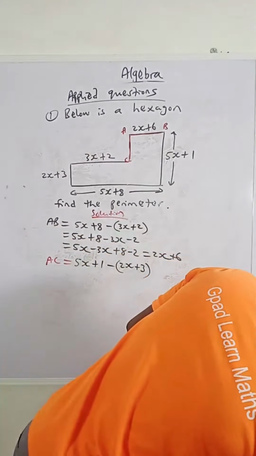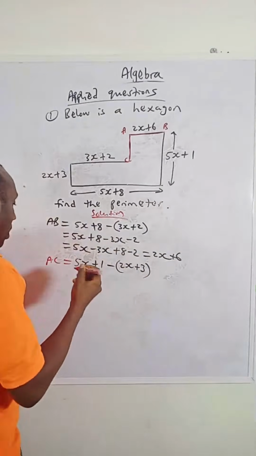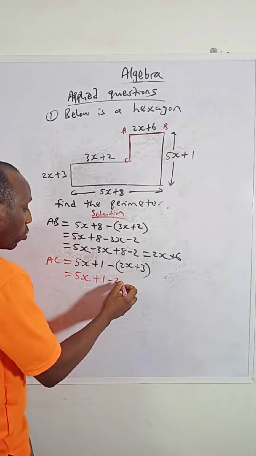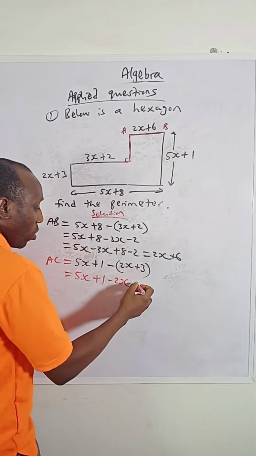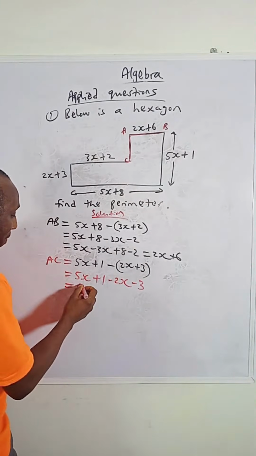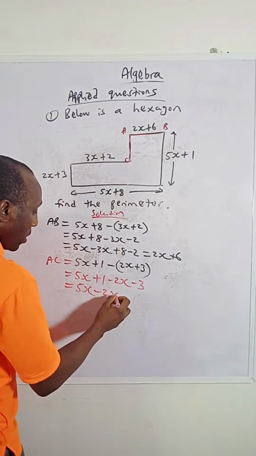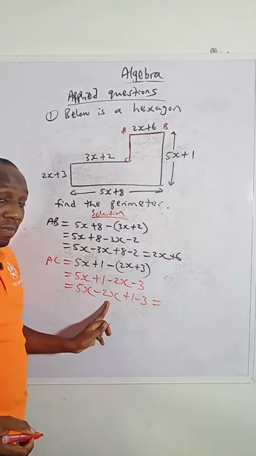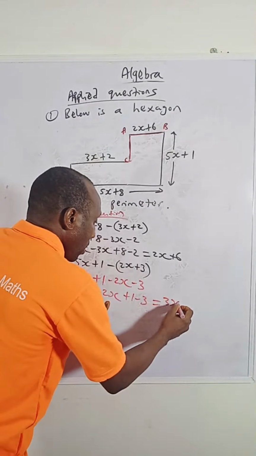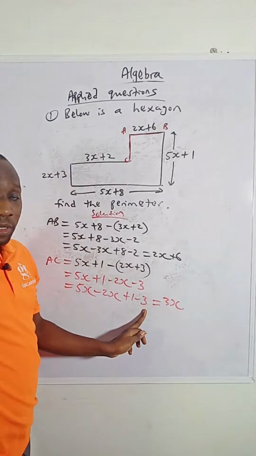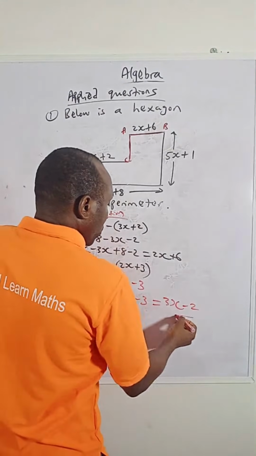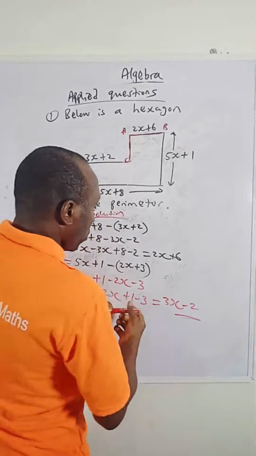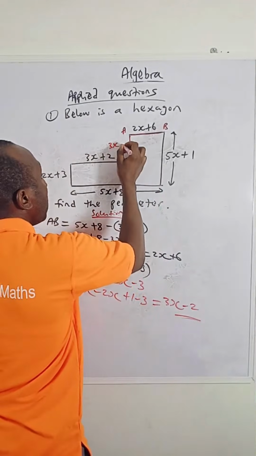I hope I'm in order, people. Let's move on. So that would be 5x plus 1, minus times 2x is minus 2x, and minus times plus 3 is minus 3. So you have 5x minus 2x, then plus 1 minus 3. What is 5x minus 2x? That's 3x. And what is plus 1 minus 3? That's minus 2. So you see what I have? Let's now put it here, which is 3x minus 2. So 3x minus 2.